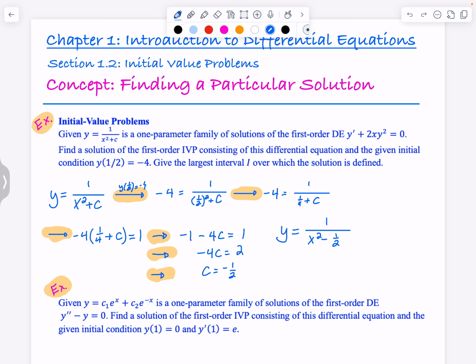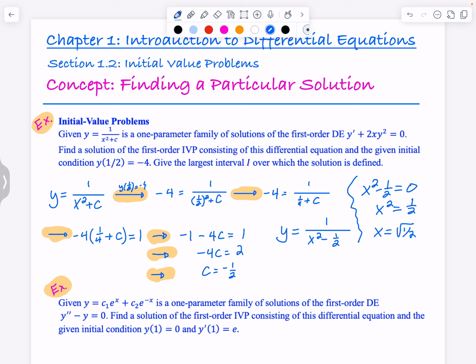So remember when I have stuff on the bottom, I have asymptotes here. That's what's happening, but I don't need to graph it to find it. I just want to know when is this thing going to be 0. So over here, I'm working this out. I get +1/2, and then I take the square root of 1/2, and I get the square root of 1/2. Okay, we can just leave that there.